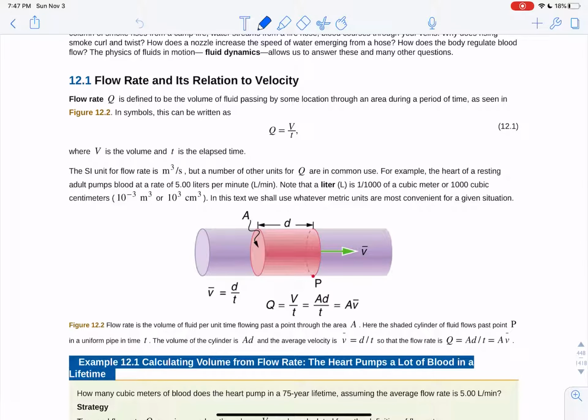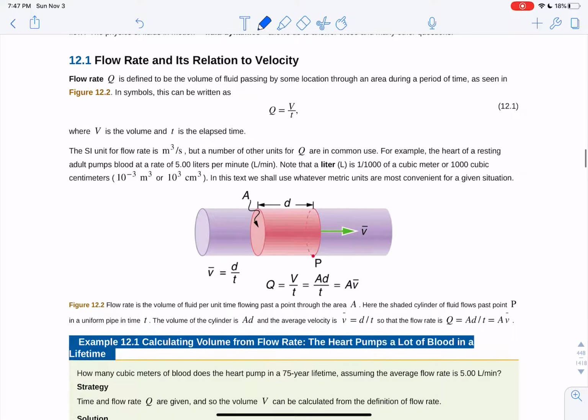So flow rate is basically the volume of water passing over a certain amount of time. So what is volume? It's area times height. Okay, so if that volume of water passes through that point in a certain amount of time, that's volume flow rate. It's just volume over time, which is area times d, so area times d over time. And as you know, distance over time is velocity. So you can think of flow rate as the area of the pipe or the water times the velocity of the water flowing through the pipe.